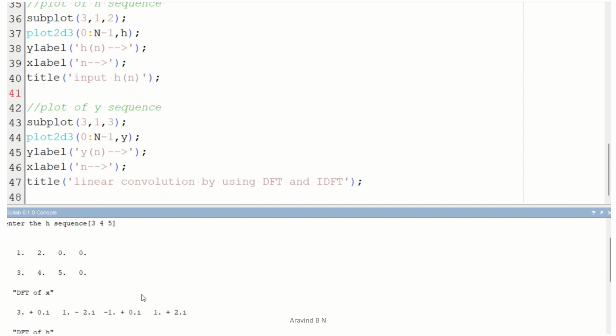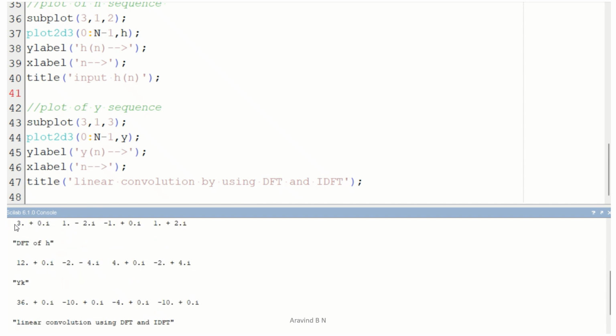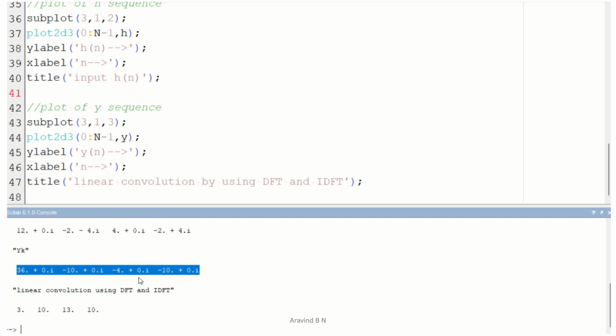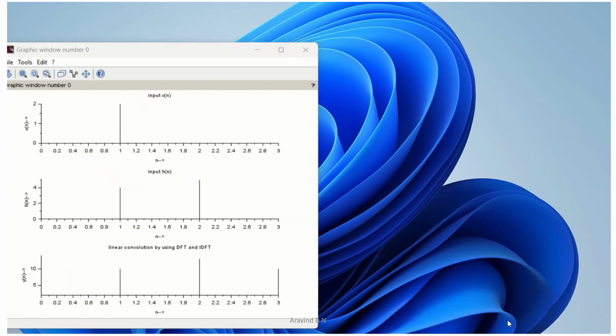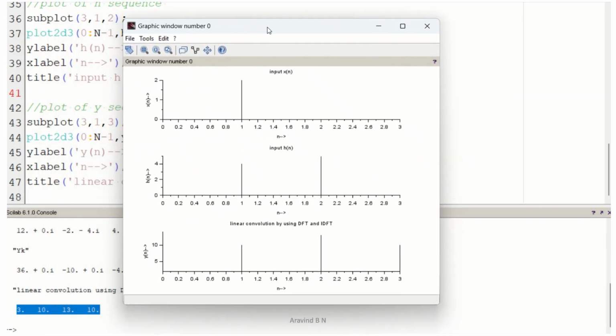Then after the DFT for the sequence x, this is the answer, and DFT for the sequence h is the answer. Then after multiplying these two sequences, this is the answer yk we are going to get. Applying the inverse DFT for this one, the final linearly convolved sequence is what we are going to get. Now plotting the same, we are going to have the representation over here. So this is x of n, this is h of n, and this is the final sequence y of n we are going to have.